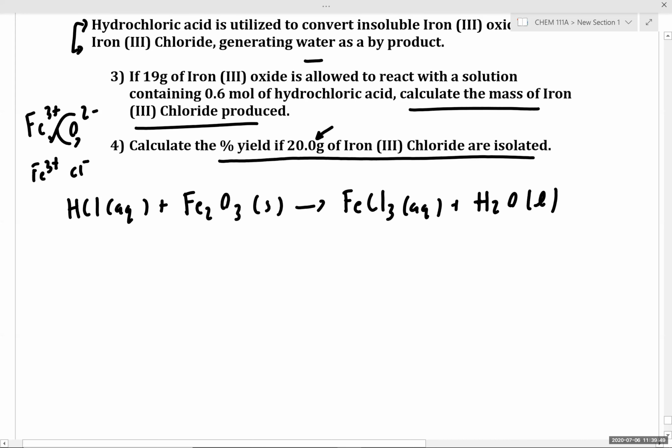Now, I always like to start by balancing the elements found in the least number of compounds. So let's look at iron. I have 2 irons on the left. I have 1 iron on the right.